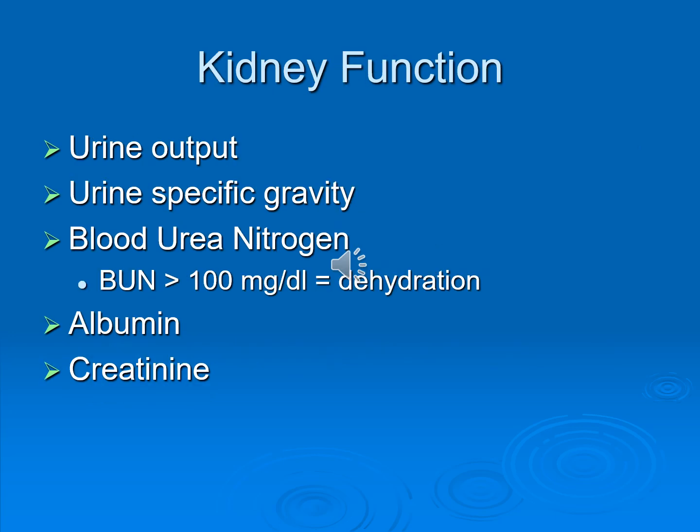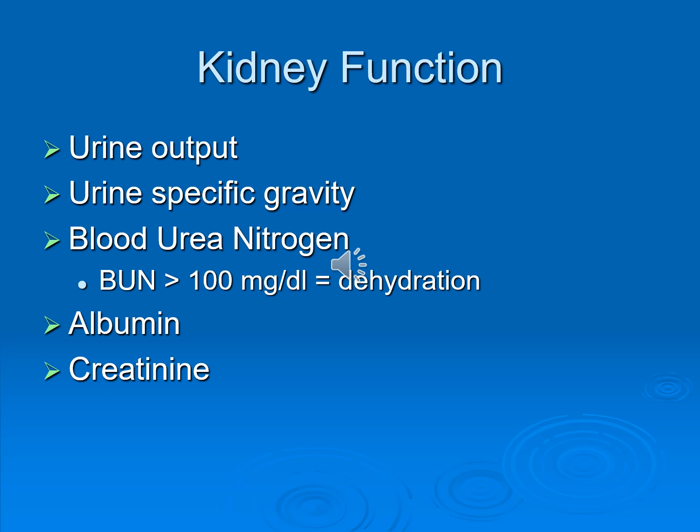When assessing kidney function, we're looking at the urine output, the specific gravity, and the blood urea nitrogen, so that BUN greater than 100 milligrams is going to equal dehydration. With that urine output, you'll see a decrease. And with the urine specific gravity, you can see an increase of 1.010 to 1.030.